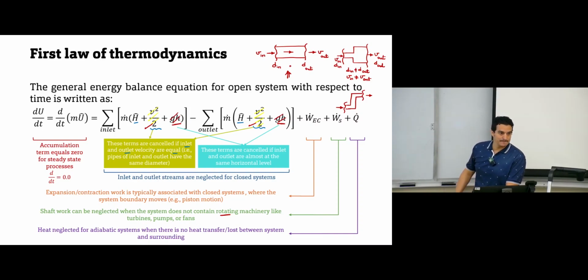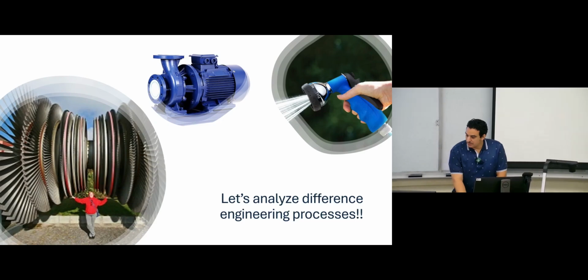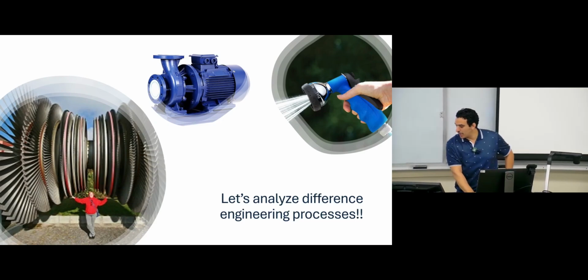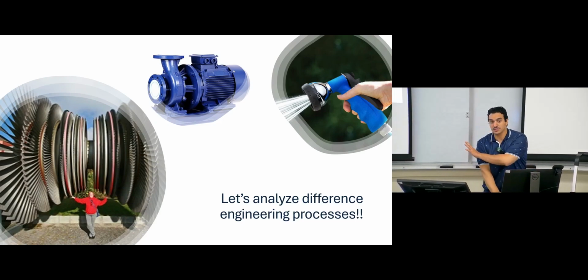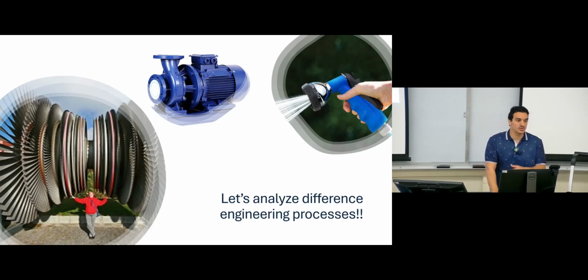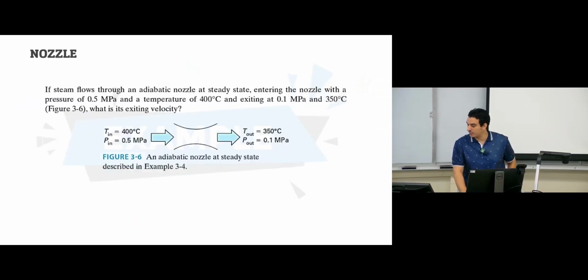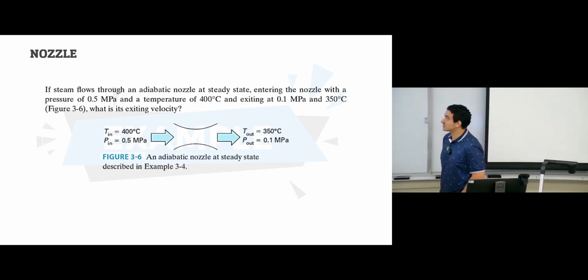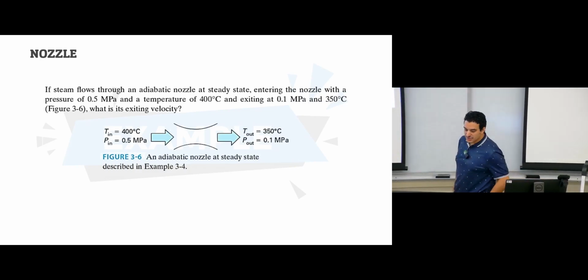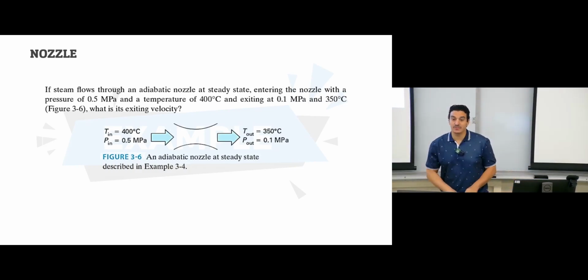Clear? Let's take examples for this one. Here we have different examples. The first law of thermodynamics can be applied for nozzles, pumps, turbines, fans, heat exchangers, boilers. So a lot of chemical engineering, even environmental engineering applications, we can apply this one. Let's start with an example. So this example says we have steam. This steam flows through an adiabatic nozzle.